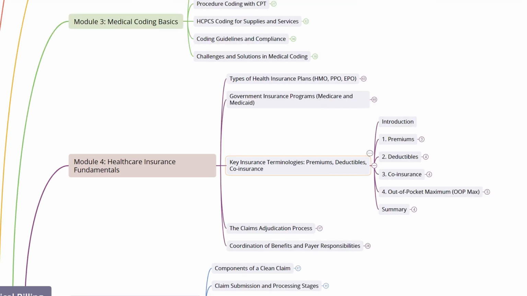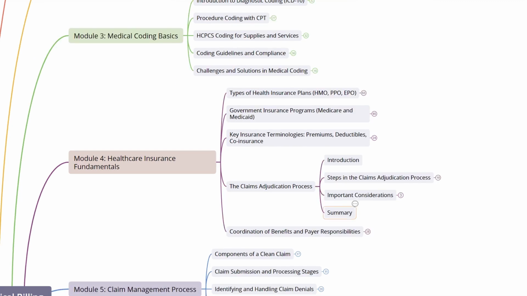Next, key insurance terminologies such as premiums, deductibles, and coinsurance. A familiarity with insurance related terms is critical in explaining benefits to patients, estimating costs, and processing claims. This knowledge supports transparent communication and mitigates patient disputes.